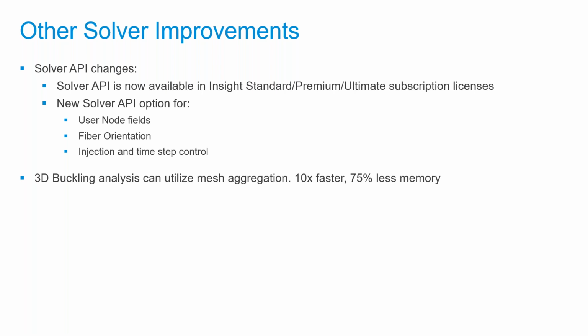This one I love, 3D buckling analysis can utilize mesh aggregation. So for any of you who has ever attempted a 3D buckling analysis, you know how long that can take to run. So this is now 10 times faster and requires 75% less memory. So that's a great addition, in my opinion.